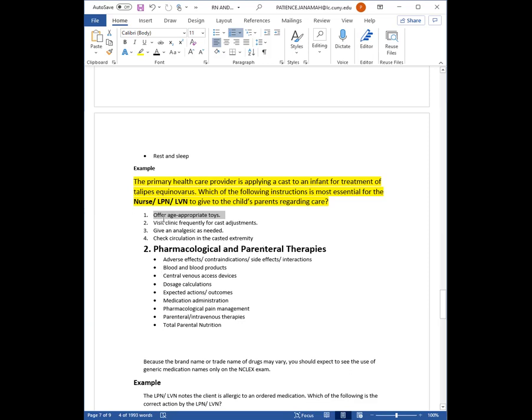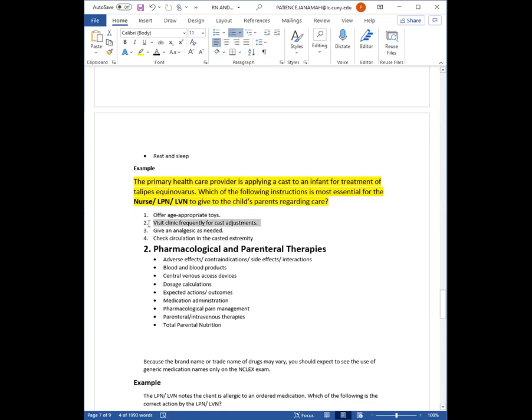Okay. So offer age-appropriate toys. So if the child has a cast and is going home, what has that got to do with me offering age-appropriate toys? The child is 1 year old. That was why I asked you, who is an infant? 0 to 12 months. So what will offering a toy to an infant do to the cast that the mother should care for? Can an infant check? You understand? Visit clinic frequently for cast adjustments.